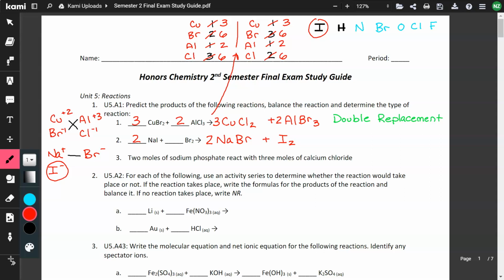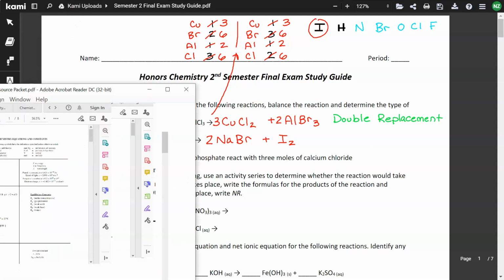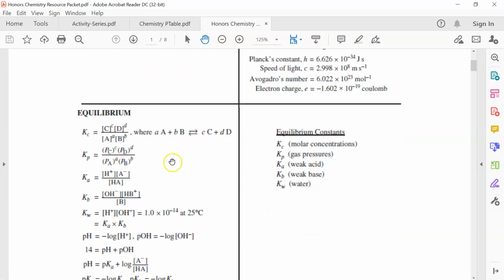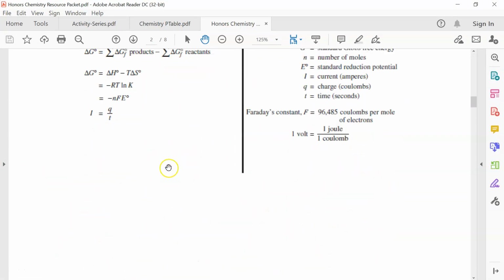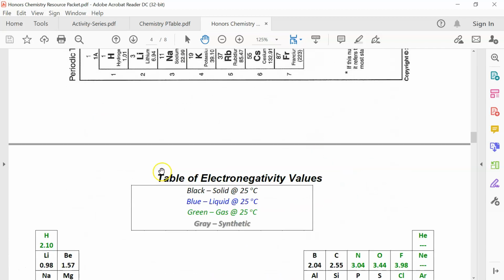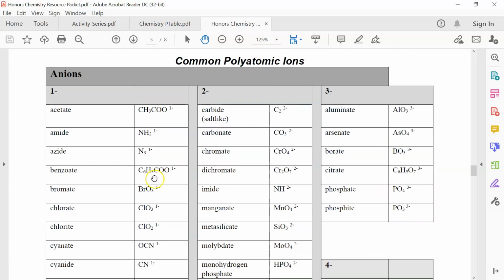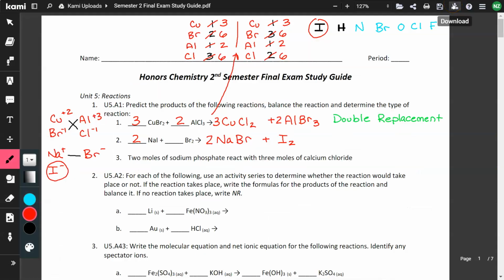All right, the third one is a little harder because it's all written out in words. It says 2 moles of sodium phosphate react with 3 moles of calcium chloride. So 2 moles of sodium phosphate. Okay, so phosphate is on our table of polyatomics. In your resource packet, the table of polyatomic ions is the last page. Phosphate is right here, PO4, with a -3 charge. So 2 moles of sodium phosphate.